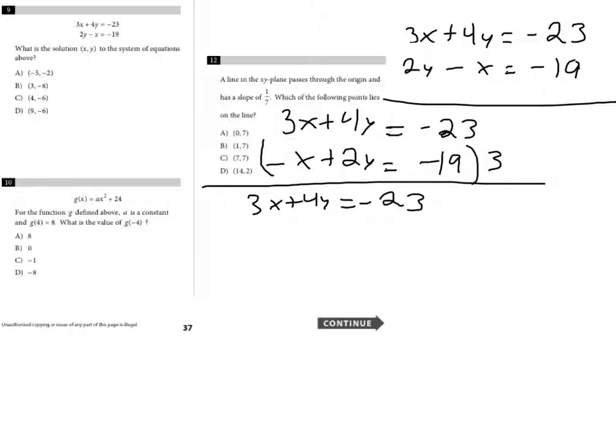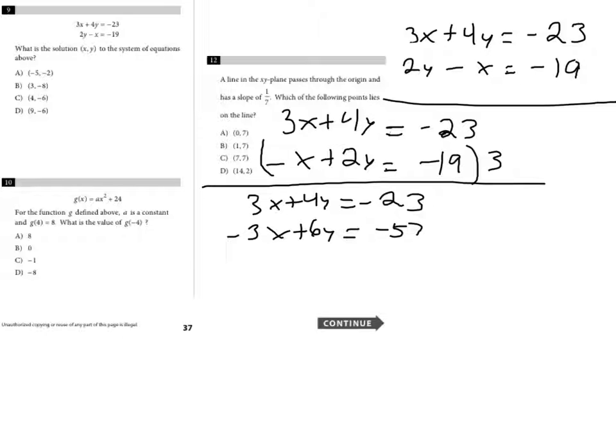And now, since I'm multiplying everything in this bottom equation by 3, I'm going to distribute this 3 to every single term within this second equation. So we have 3 times negative x, that is negative 3x. 3 times 2y, that's 6y. And negative 19 times 3, that would be negative 57.